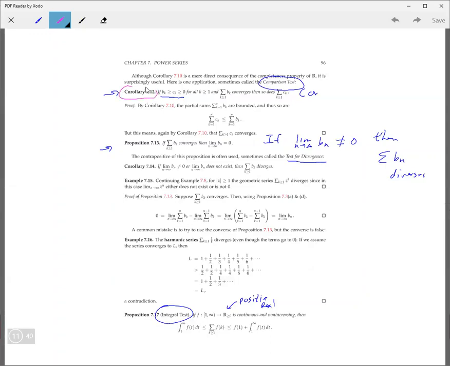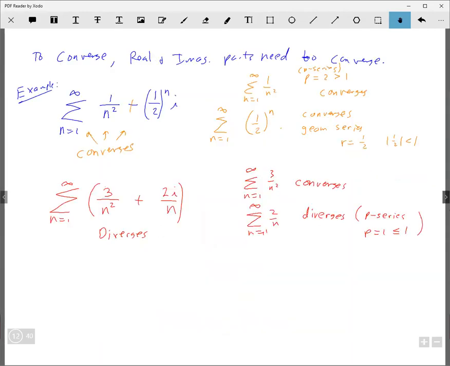This is corollary 712, which is the comparison test, and I'll show you how you can go about doing that. I'll give you a couple of examples. So the comparison test: you're comparing the terms in the series. You're not comparing the series with each other. You're comparing the terms in the series.